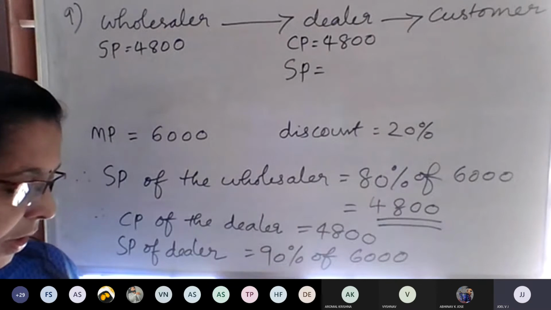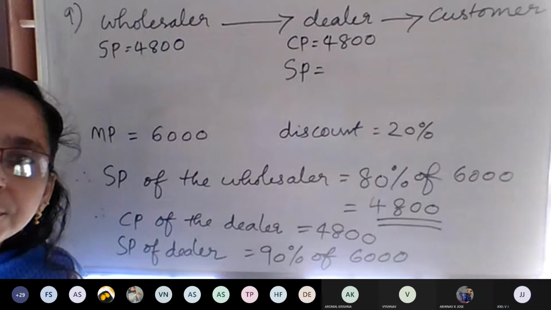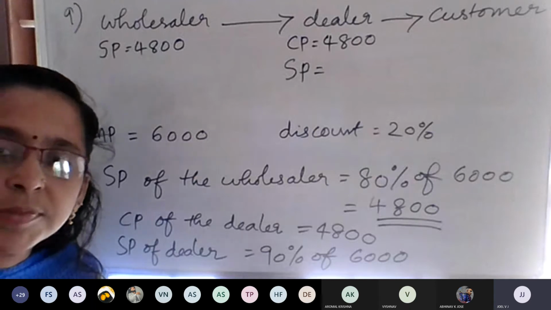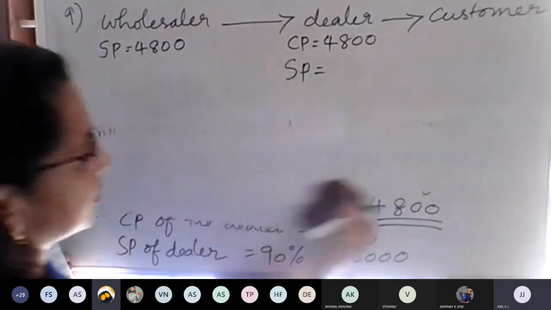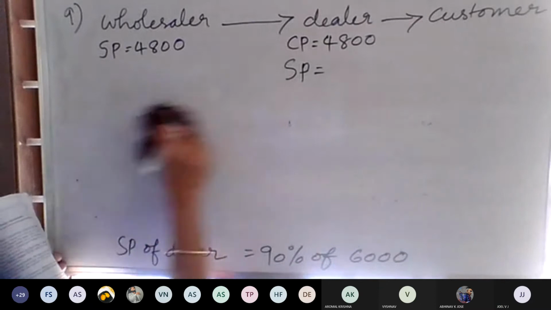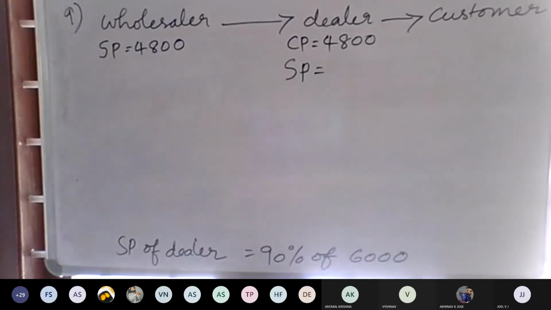Girls? Yes, ma'am. Alna? Answer, SP of dealer. 5,400. SP of dealer is equal to... Basil. Sleeping. Yes, ma'am. No, ma'am. Okay, SP of dealer is equal to, answer Basil.